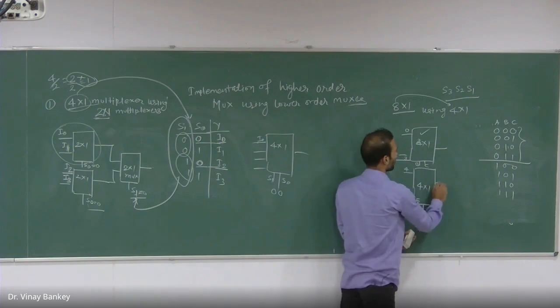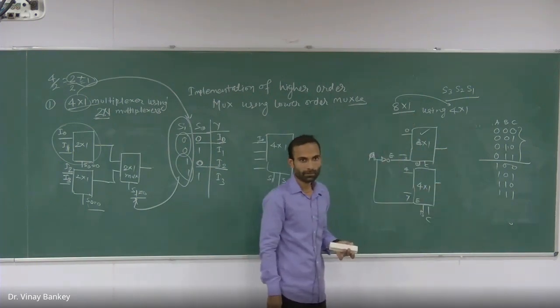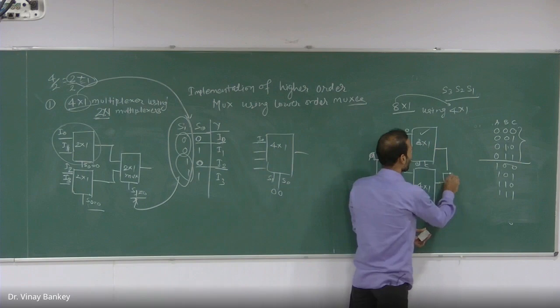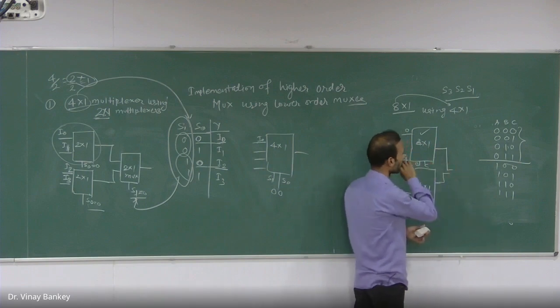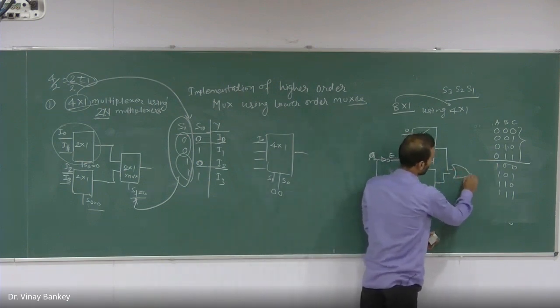And now the question comes. It should have only one output. Then what will you do? Yes, of course, a 2 cross 1 multiplexer can be chosen, but it will need another selection line. So we can put one OR gate.